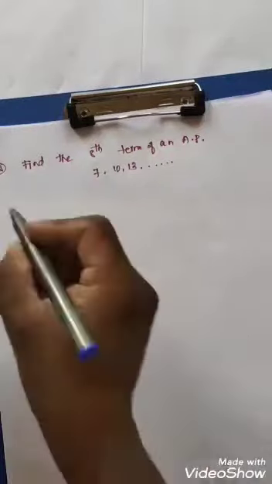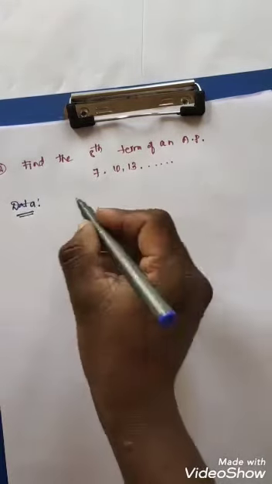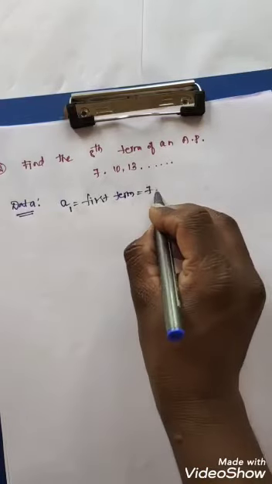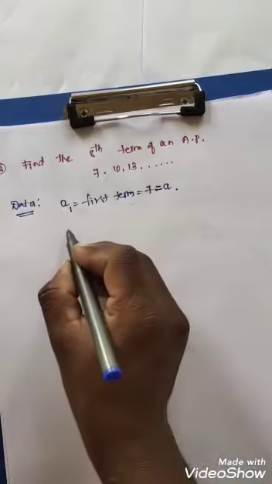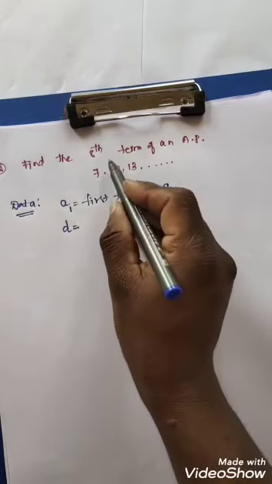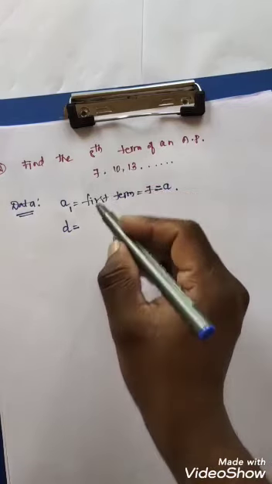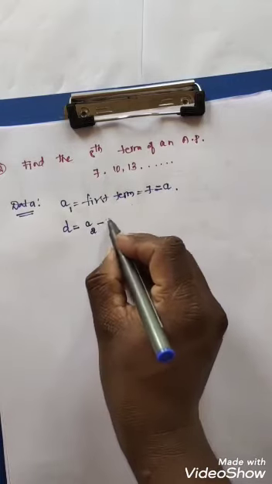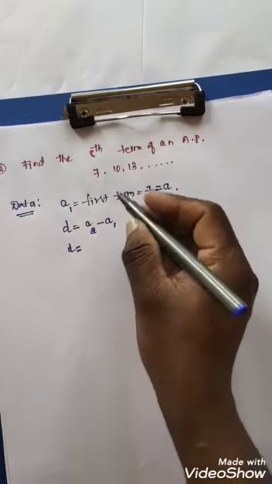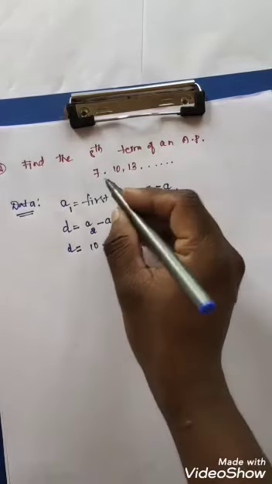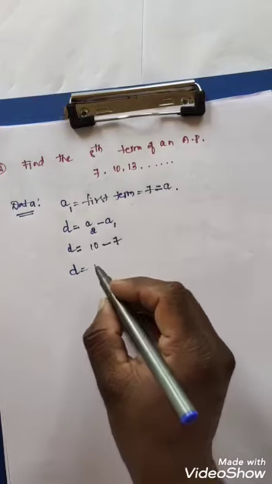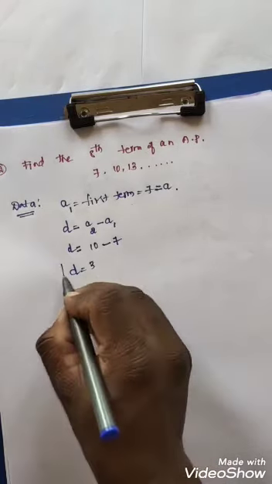So here the given data: a1, the first term of the given sequence, is 7. So we can denote it as a. And also we need to find the common difference d. We know that the difference between any two consecutive terms of a sequence is called the common difference. So d is equal to a2 minus a1. Here a2, the second term, is 10 and a1 is 7. Hence d is equal to 10 minus 7, which is 3.